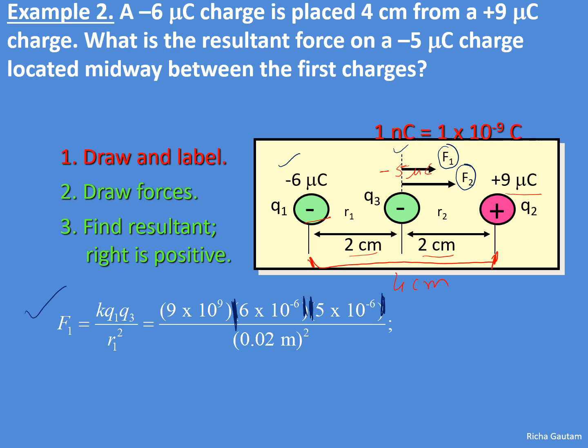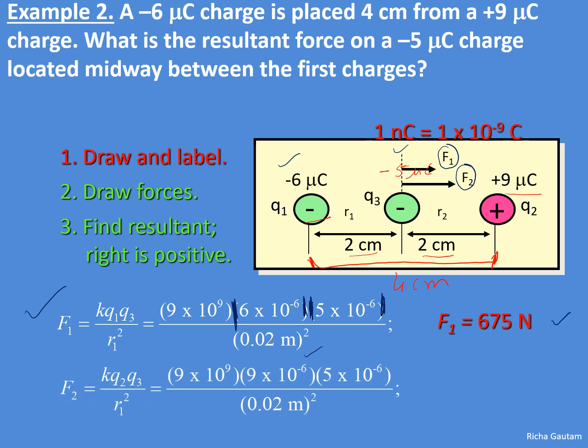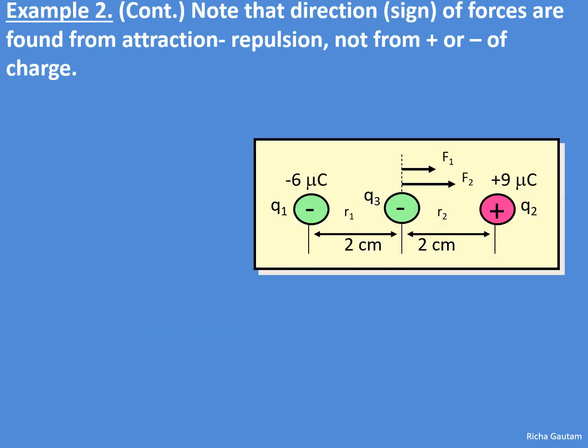So this way, and the distance between them is 2 centimeter, you're going to convert that to meter. When you solve it, you will get F1 equals 675 Newton. And then for the F2, you will have it with 9 micro coulomb and negative 5 micro coulomb. On solving, you will get F2 equals 1013 Newton. So now you got the magnitude of this, you got the magnitude of this. Now, since both the force vectors are in the same direction, we are going to add these two forces.